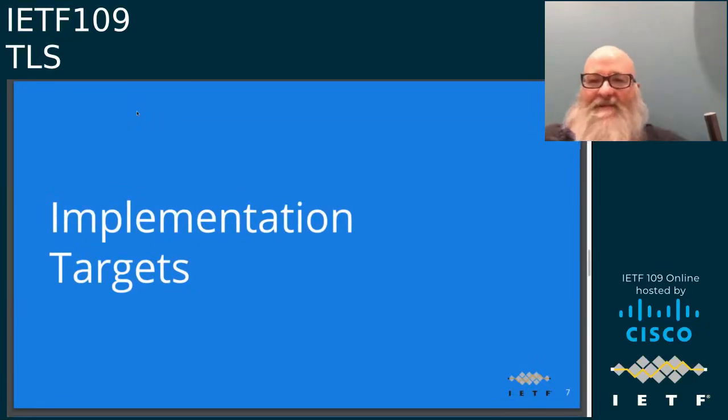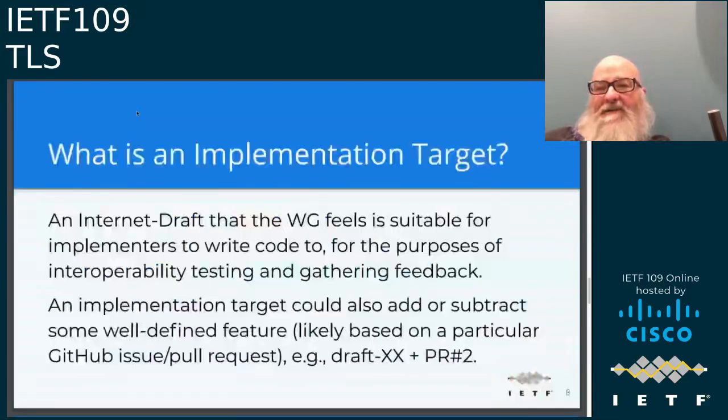All right, so one of the issues that came up in our GitHub discussion on the mailing list was how implementers can figure out what they need to implement. So we're going to try to steal what QUIC did with their implementations and develop a methodology for defining what an implementation target is. I took this definition directly from a message that Mark Nottingham sent. An implementation target is an internet draft that the working group feels is suitable for implementers to write code to for the purposes of interoperability testing and gathering feedback. So basically, we'd like to declare 09 as the implementation version.